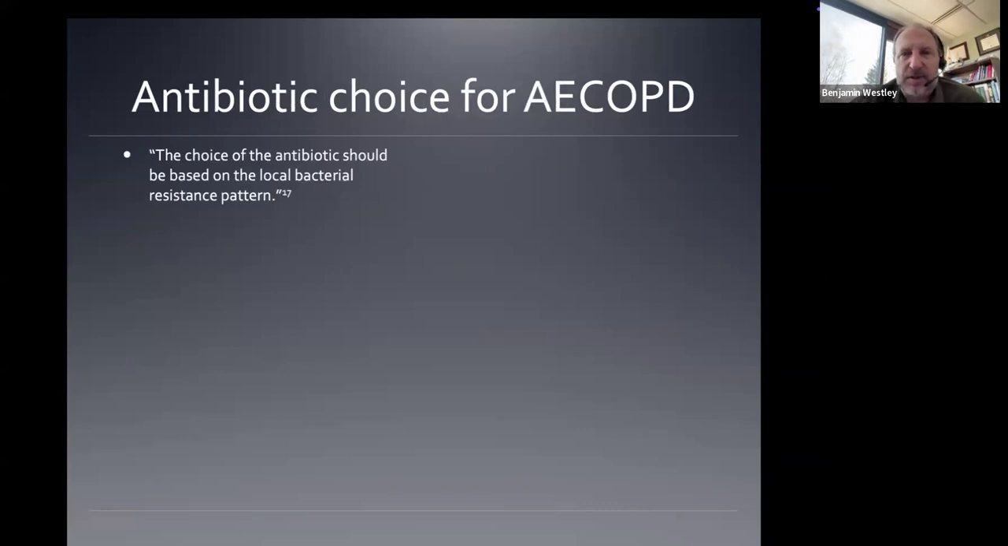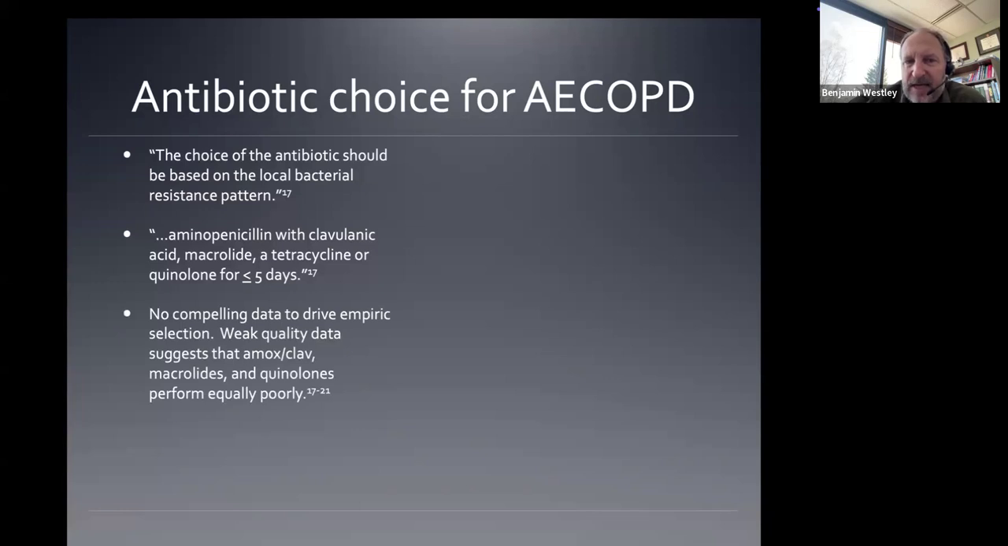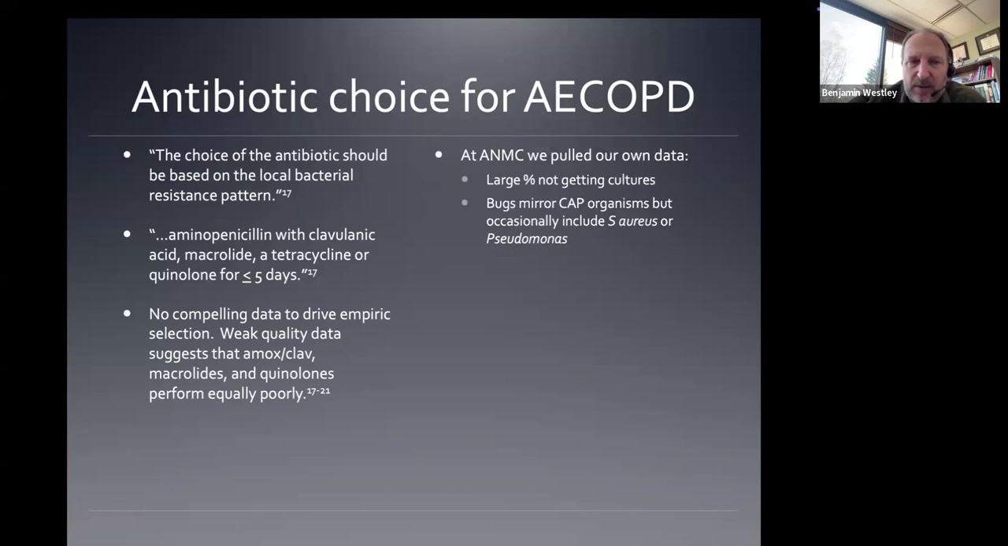So what antibiotics should we use for acute exacerbations? Nobody really knows. So the quotes from the guidelines say the choice of antibiotics should be based on local bacterial resistance patterns, which isn't a really helpful statement to most clinicians. And then they say an aminopenicillin with clavulanic acid, a macrolide, a tetracycline, or a quinolone for less than or equal to 5 days is okay, which gives you quite a lot of latitude. And there's actually no compelling data to say that one regimen is better than another. Moxclav, macrolides, quinolones appear to perform equally. So you'd obviously want to pick a regimen that minimizes collateral damage to the patient.